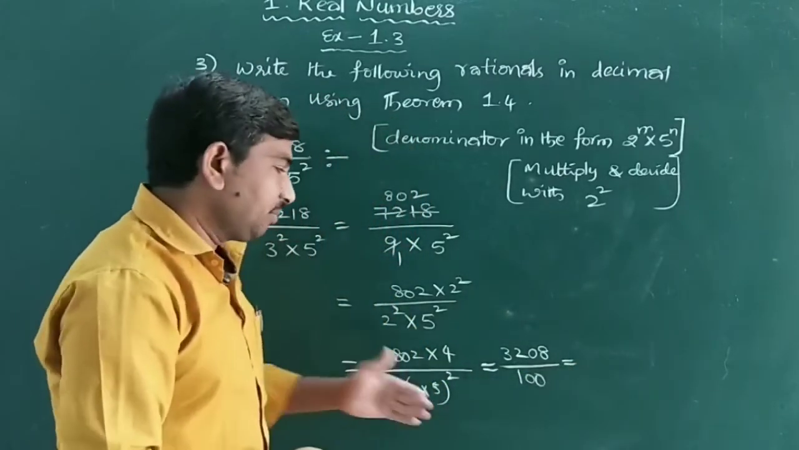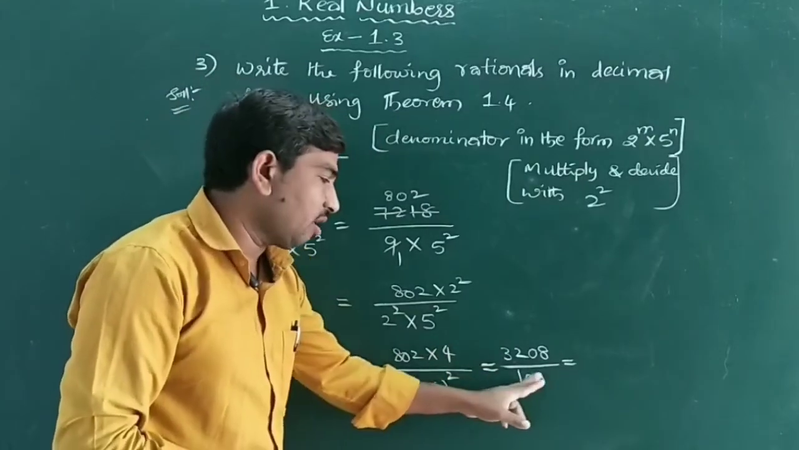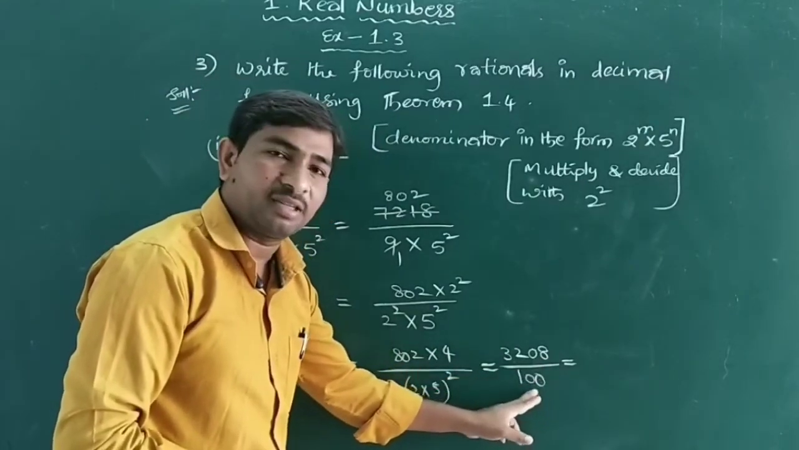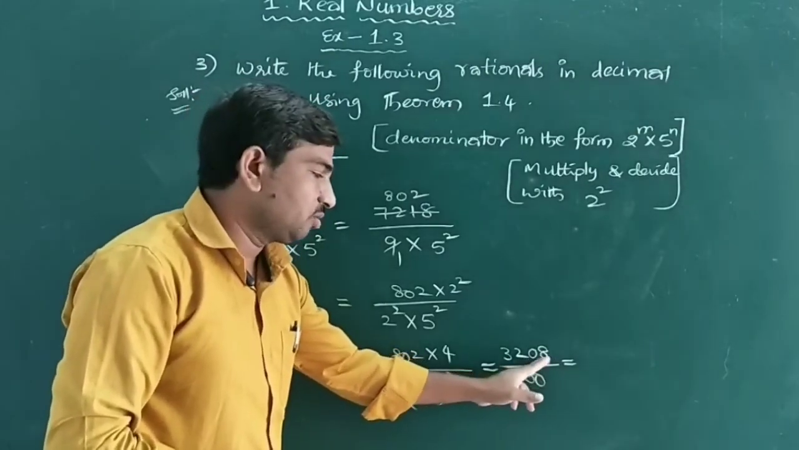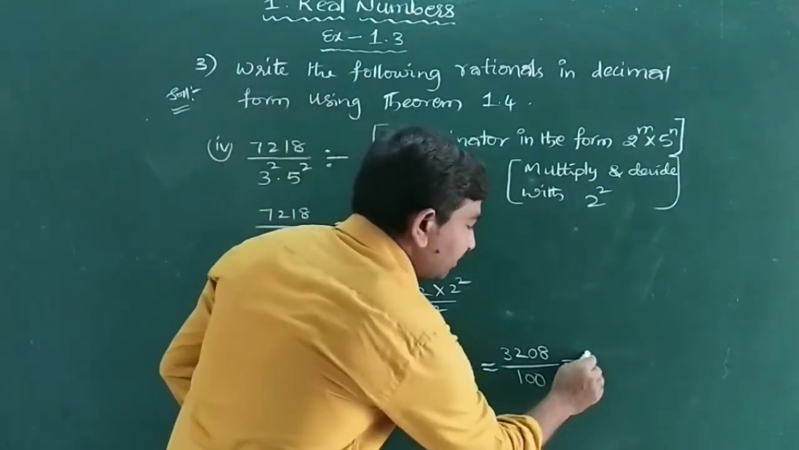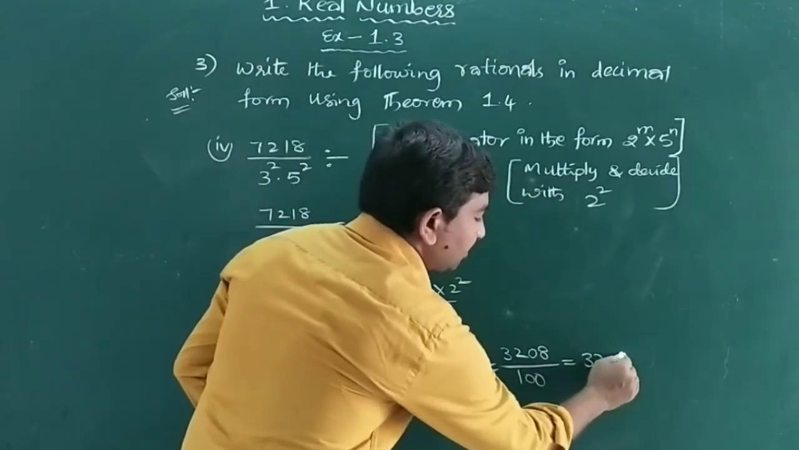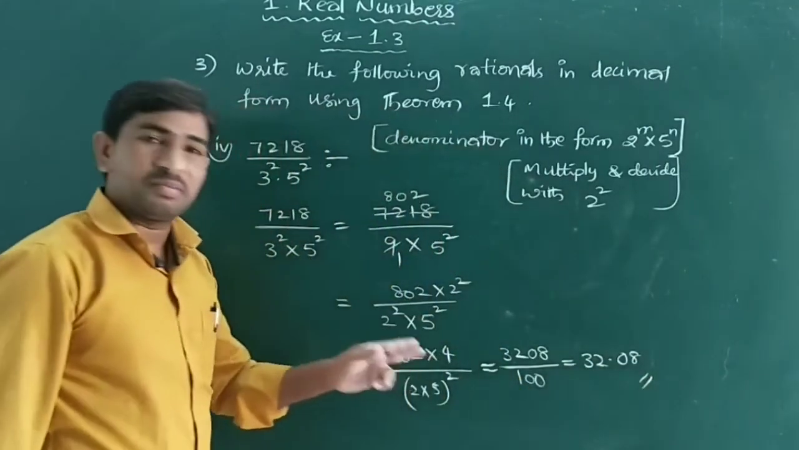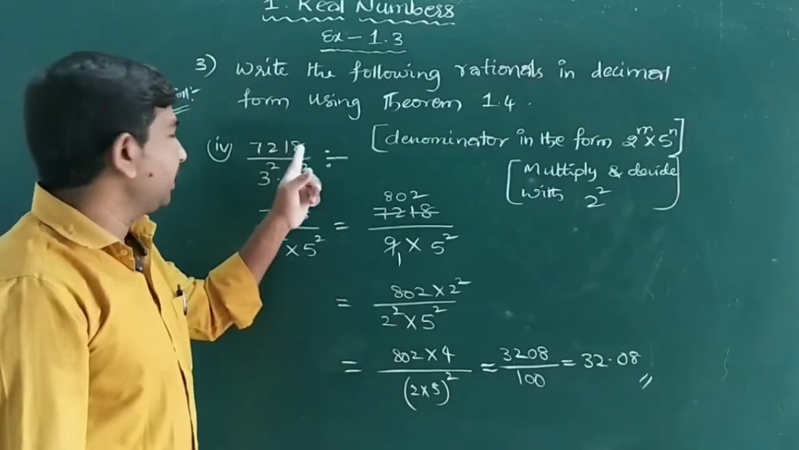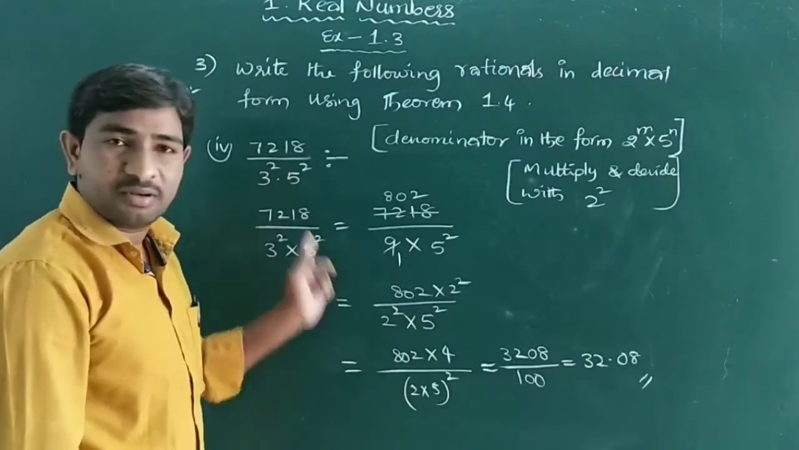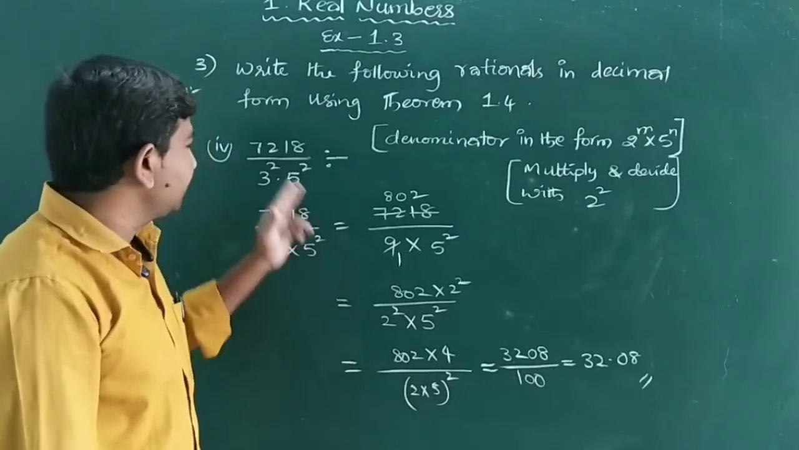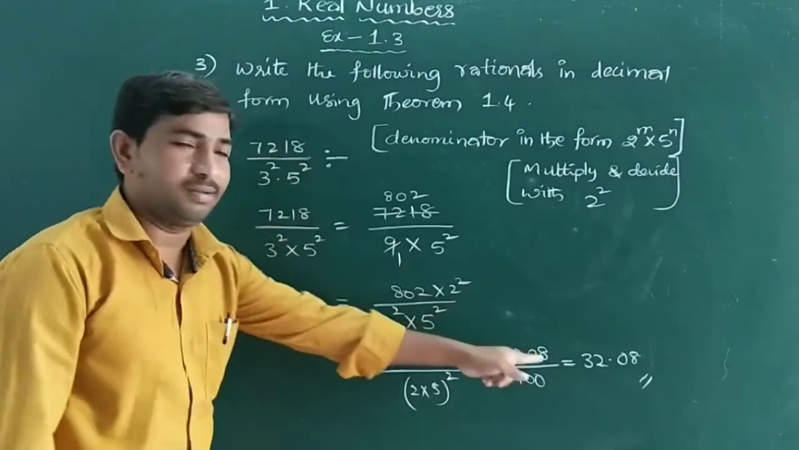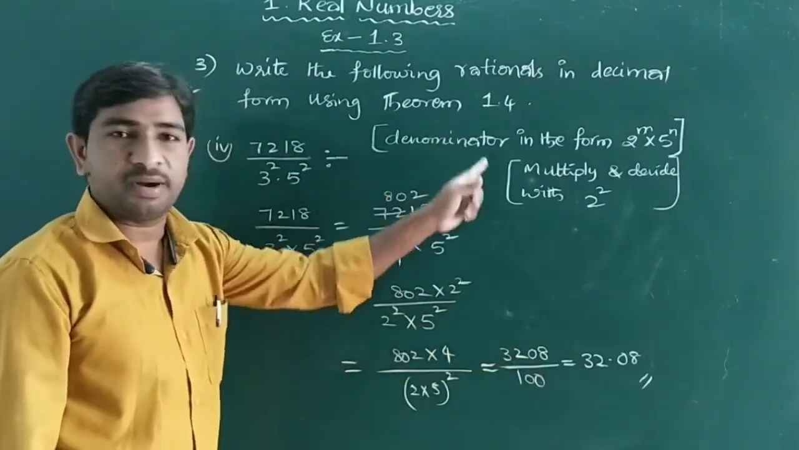Now we have to keep the point. Where we have to keep the point? After the 2 digits. Why? Because we have the 2 zeros here, in the denominator place 100 is there. So after the 2 digits we have to keep the point. That is 32.08, the decimal form for 7218 by 3 square into 5 square. So without actual performing division we are saying the decimal form for the given problem, by theorem 1.4.